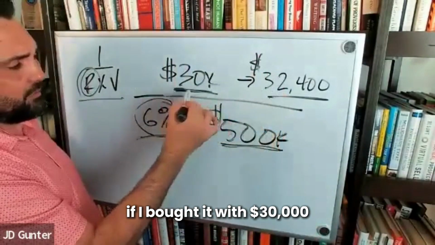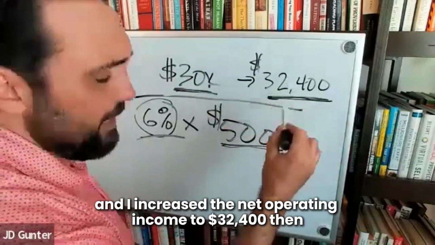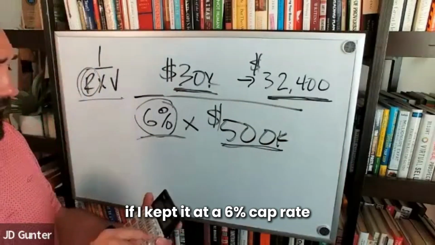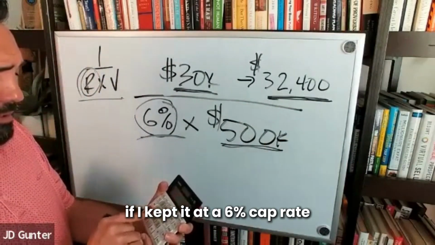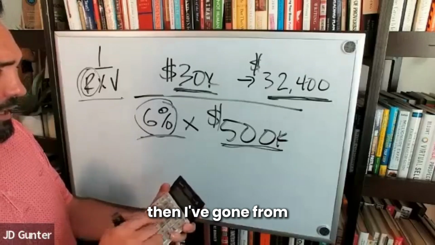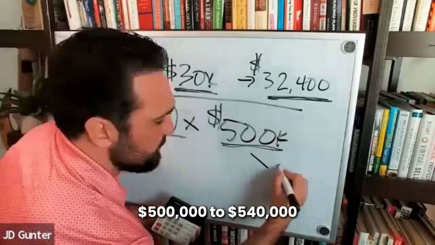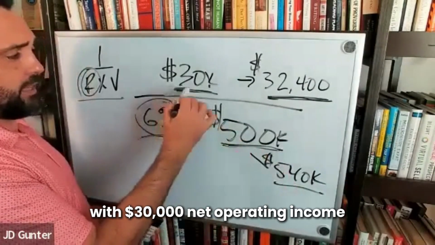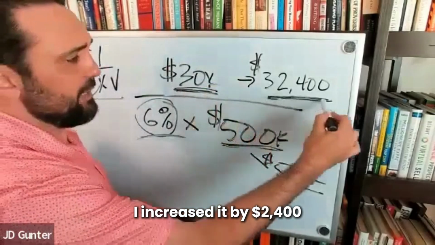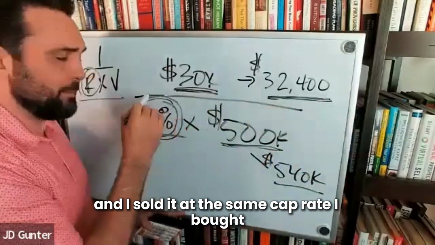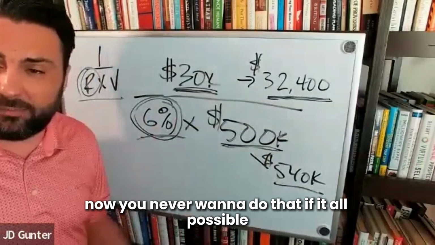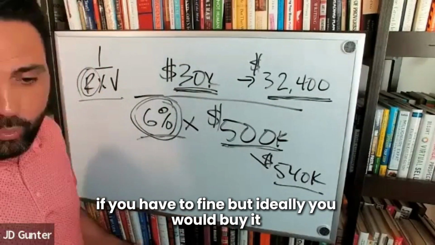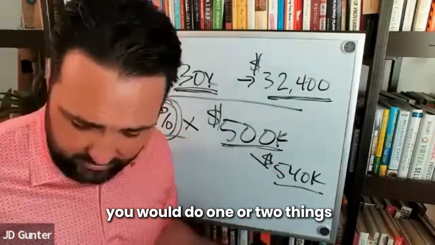If I bought it with 30,000 and I increased the net operating income to 32,400, then if I kept it at a 6% cap rate, 32,400 divided by 0.06, then I've gone from 500,000 to 540,000. So I bought it for 500,000 with $30,000 net operating income. I increased it by 2,400 and I sold it at the same cap rate I bought it. Now you never want to do that if at all possible. If you have to, fine. But ideally, you would buy it. You would do one of two things.